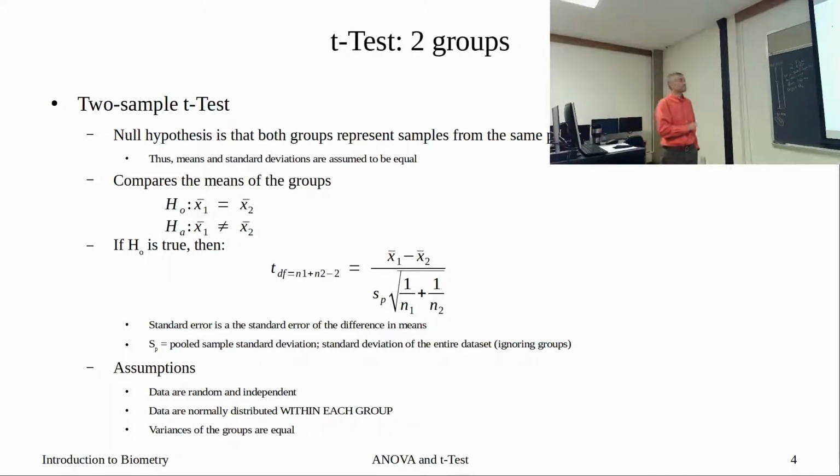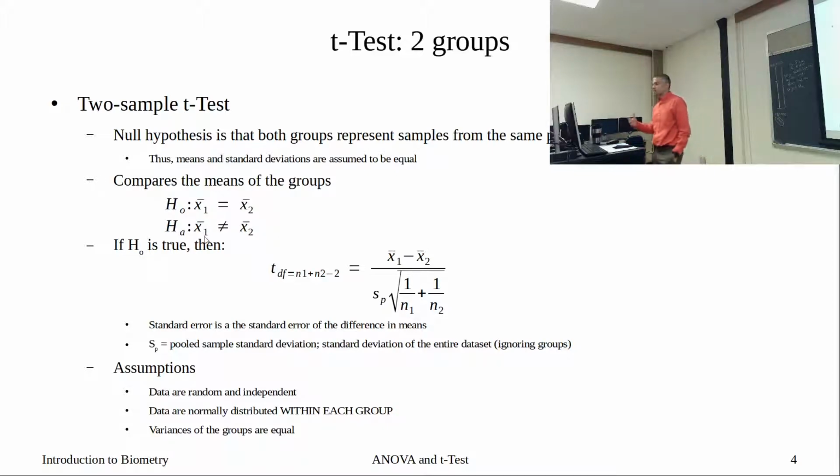All right? So our two sample t-tests, what we assume is that both of our groups are just random samples of the same population. That's our assumption. And if that is our assumption, then our null hypothesis will be the mean of group 1 and the mean of group 2 are equal. That's our null hypothesis. Our alternate hypothesis is that they're not equal.